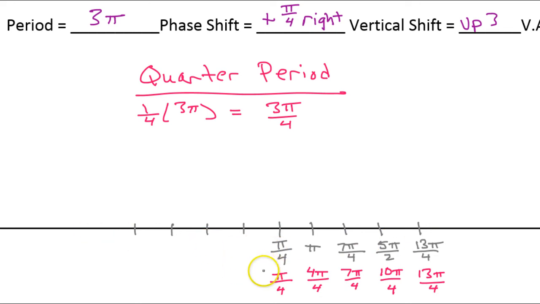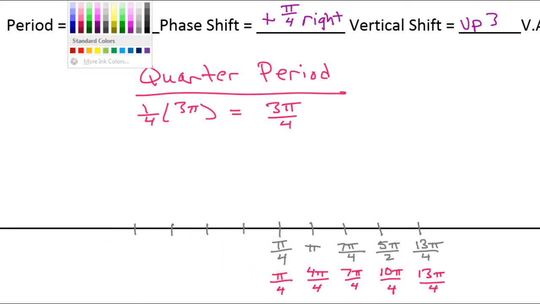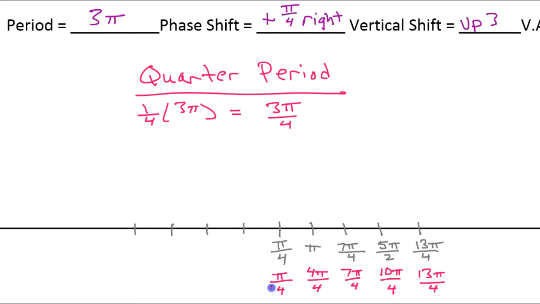I want a period going to the left as well. So going to the left, instead of increasing by a quarter period, 3 pi over 4, I'm going to decrease. I'm going to subtract 3 pi over 4. 1 minus 3 is negative 2. So this next mark over here should be negative 2 pi over 4. Alright, minus 3 again is minus 5 pi over 4. Minus 3 again is negative 8 pi over 4. And minus 3 again is negative 11 pi over 4.